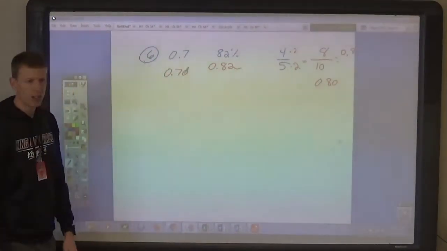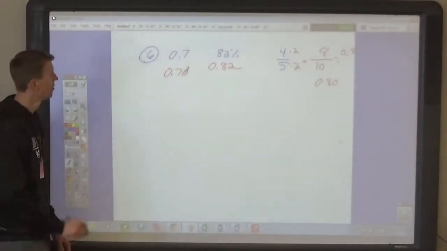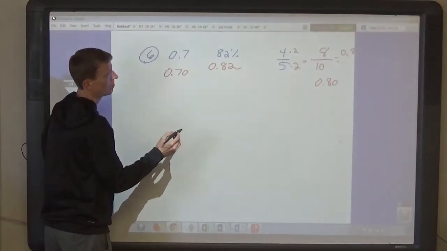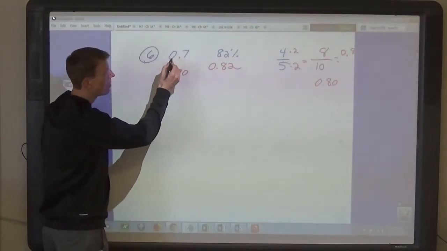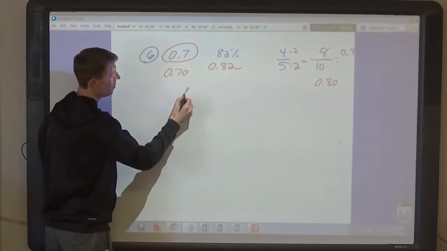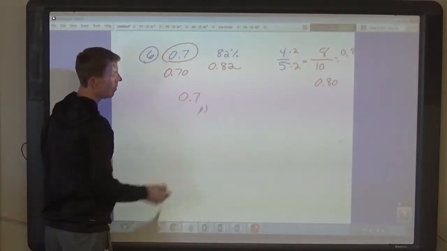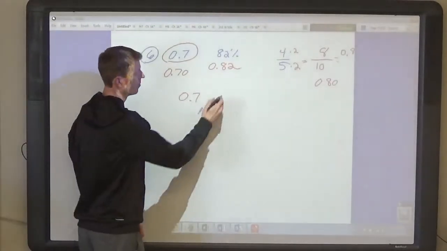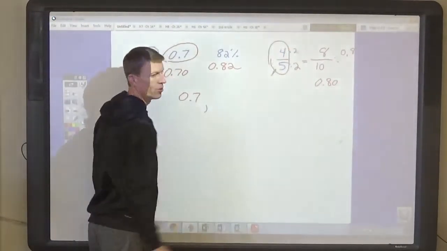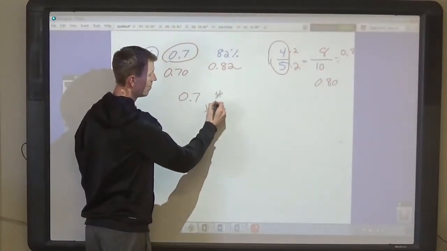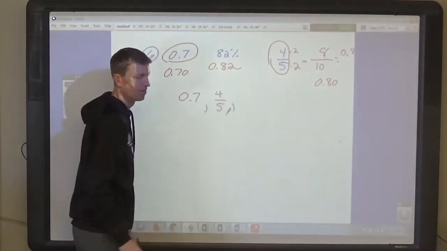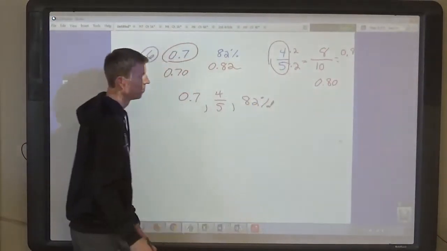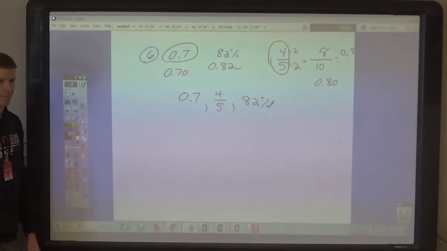So now we can write them in order. So this one's the lowest, 0.7, comma. What's the next highest? Then it would be 80. Use the original number, 4/5. And then 82%. Good. Okay?